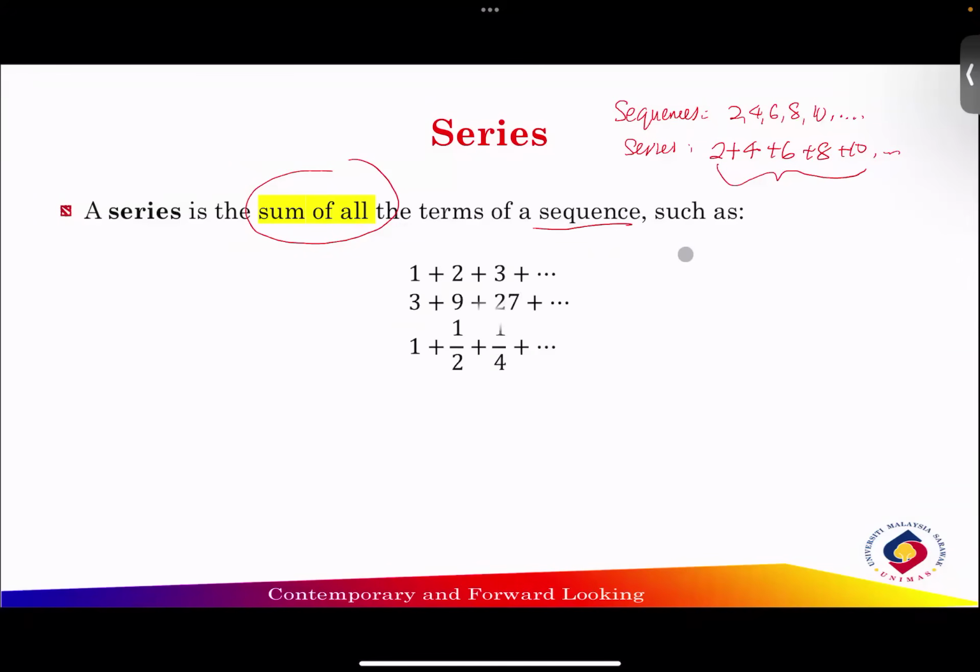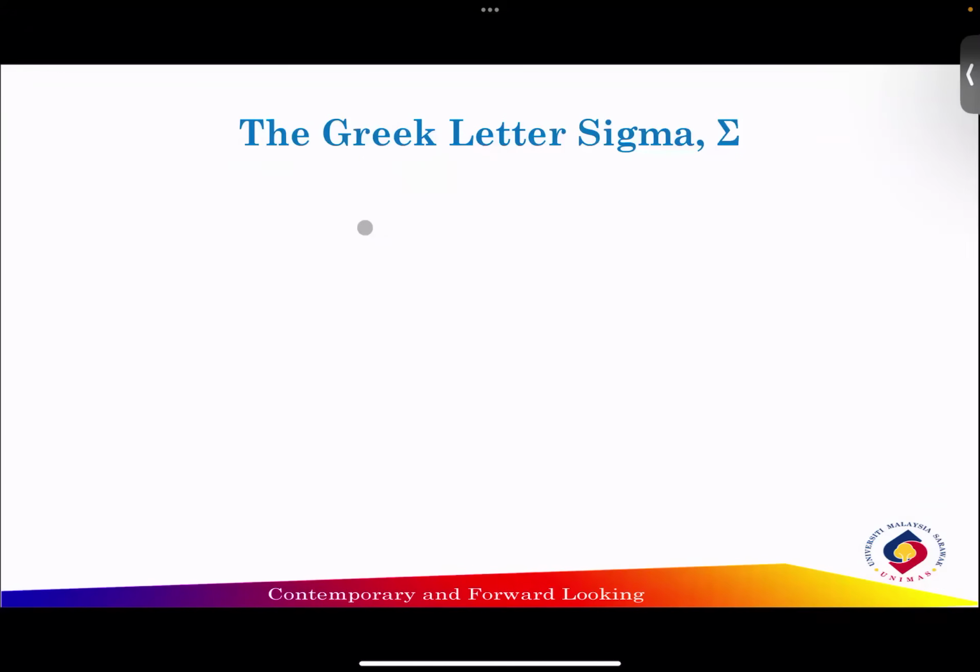Such as this one, 1 plus 2 plus 3. That's the first example. The second example, 3 plus 9 plus 27. The third example is 1 plus 1 over 2 plus 1 over 4 and so on. So when you put plus like this, this is an example of the sum of all the terms.